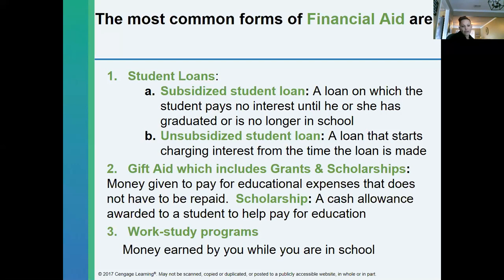You can get gift aid, which includes grants and scholarships, which is money given to pay for educational expenses that does not have to be repaid. Grants, you do not pay back. Scholarships, you do not pay back. A scholarship is a cash allowance awarded to a student to help pay for education.